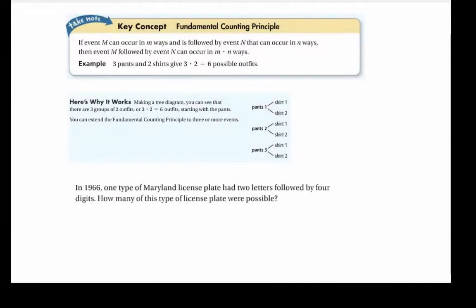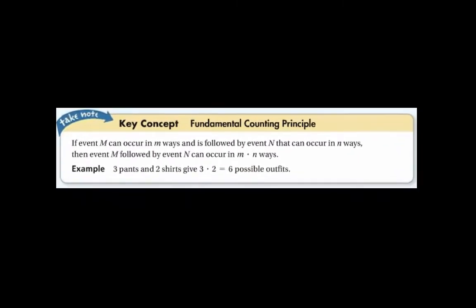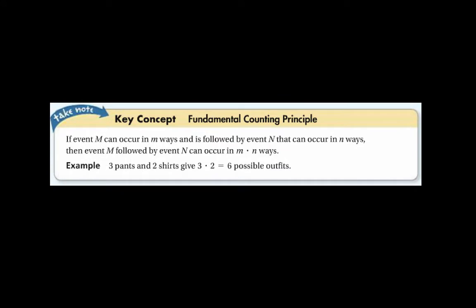One of the ways that we can count the number of ways that things can happen is called the fundamental counting principle. And it says that if event M can occur in m ways, and is followed by event N that can occur in n ways, then event M followed by event N can occur in m times n ways.